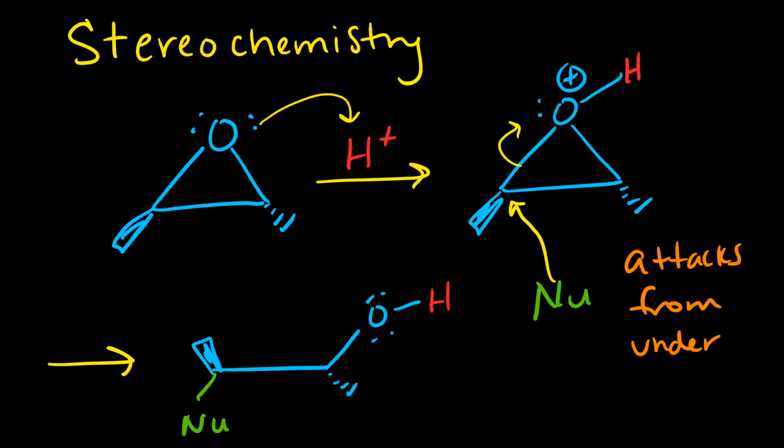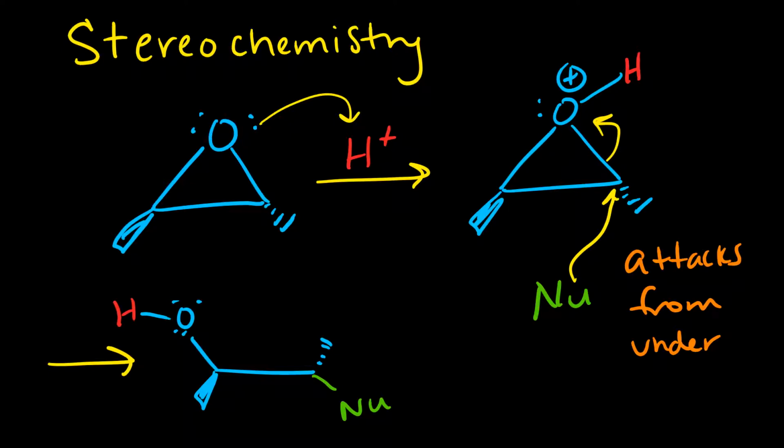In terms of stereochemistry, it's no different than opening in the strong conditions. It comes in from underneath, and so you end up taking whatever group is here and just flipping it up. Of course, since this was an equally substituted epoxide, then we also have to account for the attack on the other side and show that group flipped up.